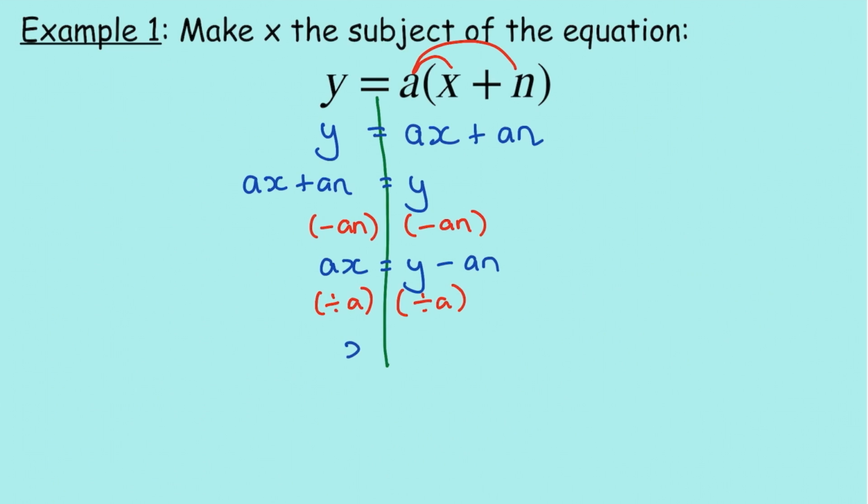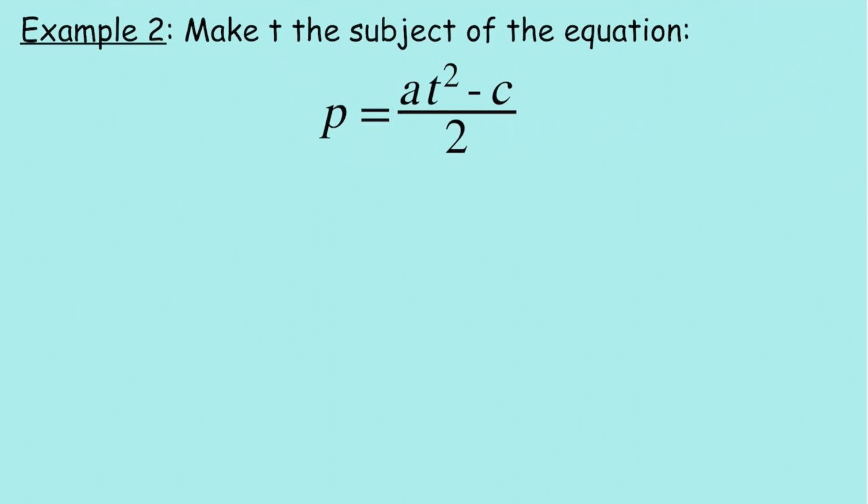This gives us x is equal to (y minus a) over a. We're going to try and make t the subject of the equation. So first thing that we do, let's draw a line down the page. Let's try and get rid of this division sign that we've got at the moment. So we're going to multiply both sides by 2. So times by 2, both sides.